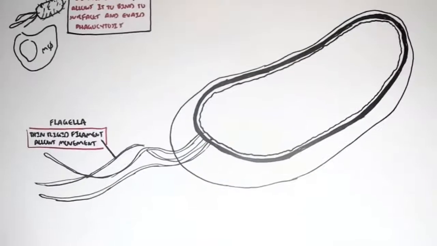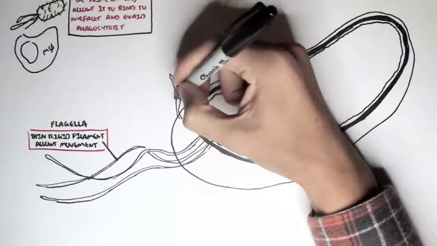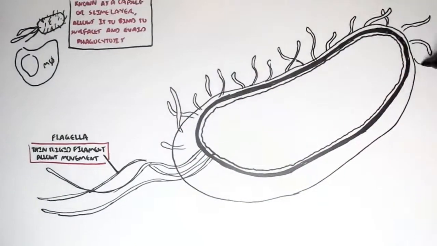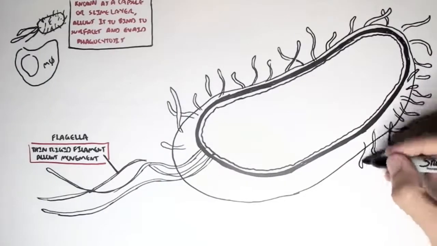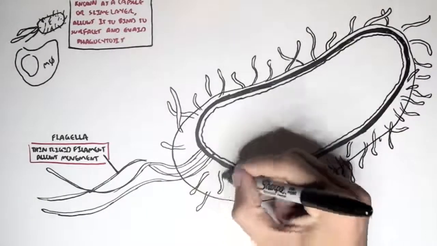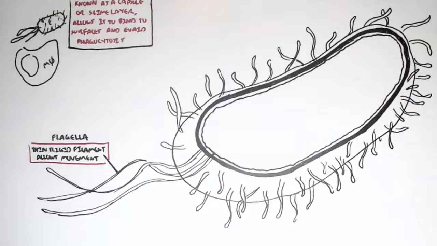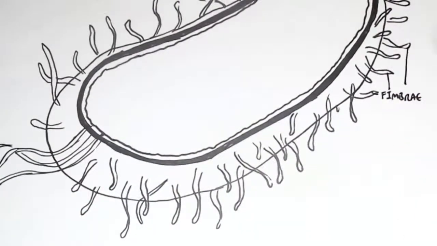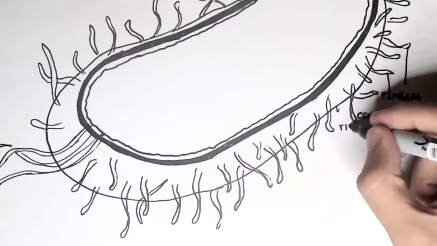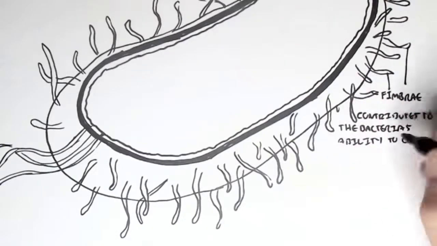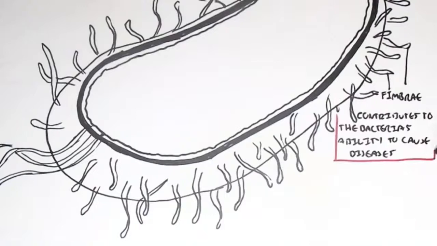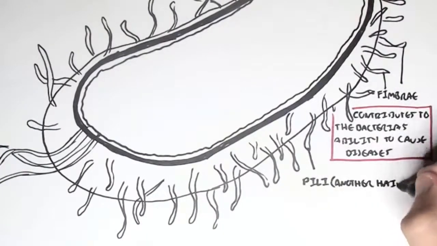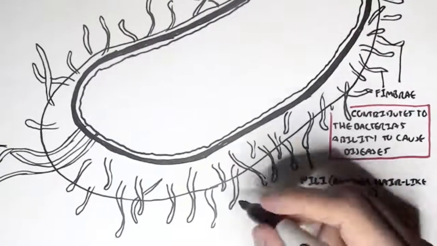Bacteria can also possess hair-like appendages coming out of their surface. There are two types of hair appendages, fimbriae and pili, and these are sometimes used interchangeably. A pili is typically shorter than a fimbriae, but they essentially do the same thing. The fimbriae contributes to the bacteria's ability to cause disease by binding onto the surface of a cell in our body, for example. And this can also be done by the pili.